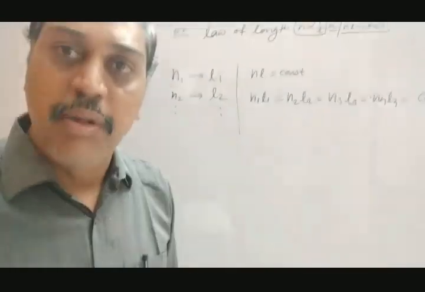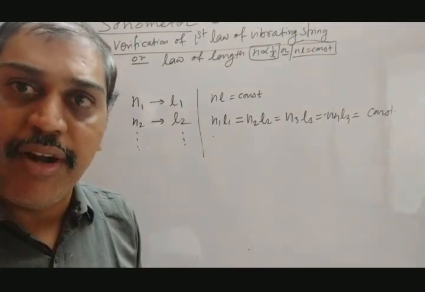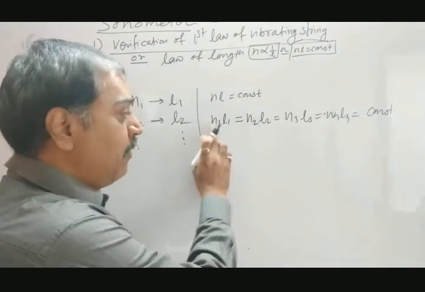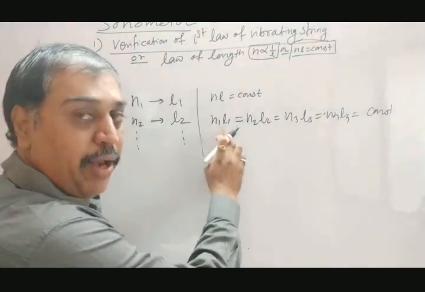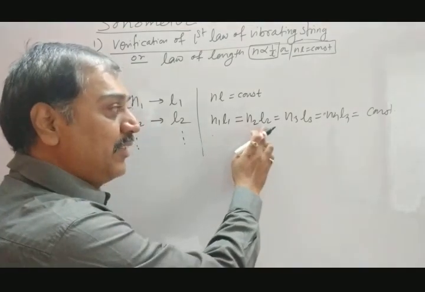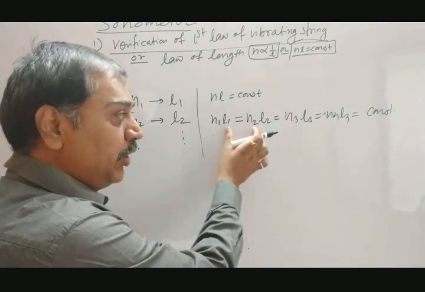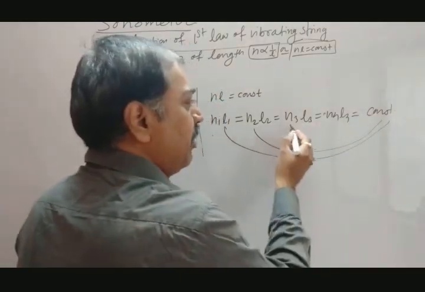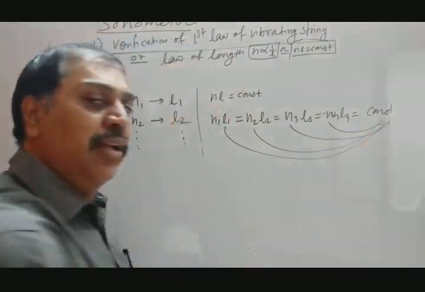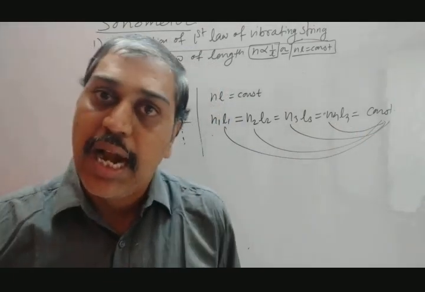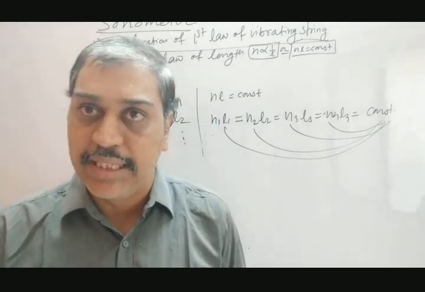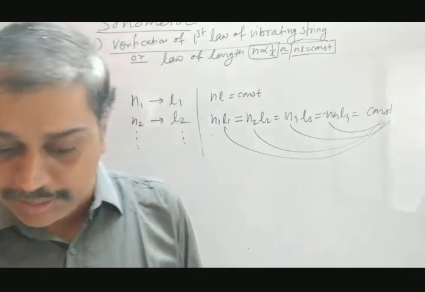And that we show by measuring the vibrating length for a certain frequency. We know the frequency, find out the vibrating length, and take their product. For the second frequency and second vibrating length, take their product. These two must be the same. Whatever the frequency and the vibrating length, all the products are constant. And if they come to be constant, we can say the first law of vibrating string is verified by using the sonometer.